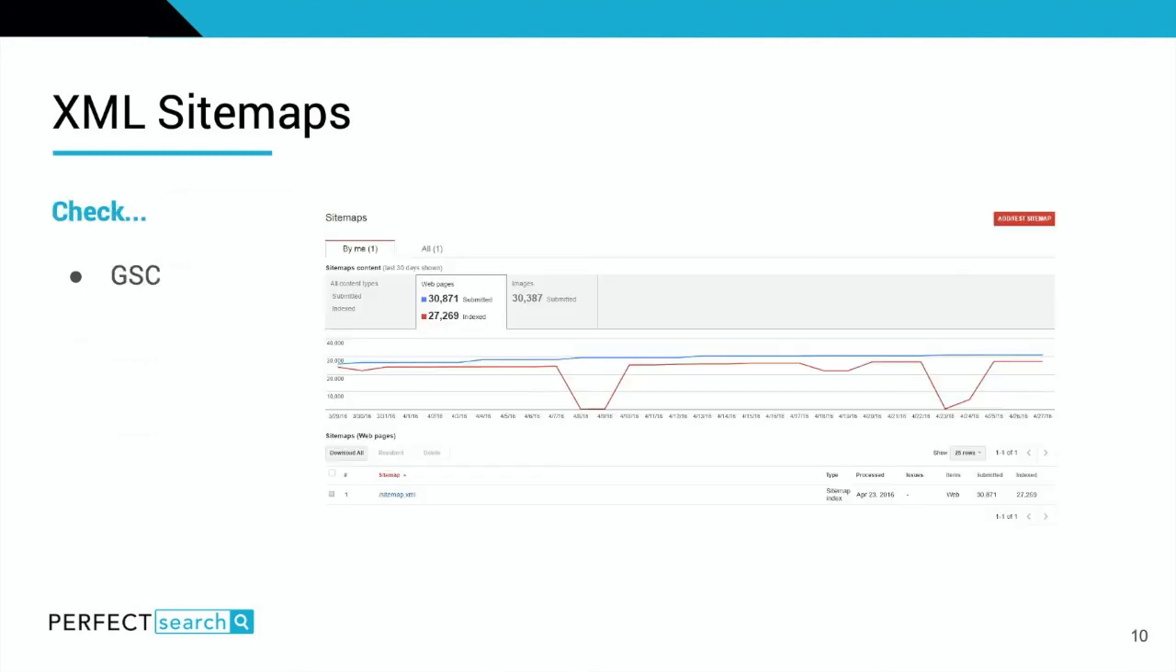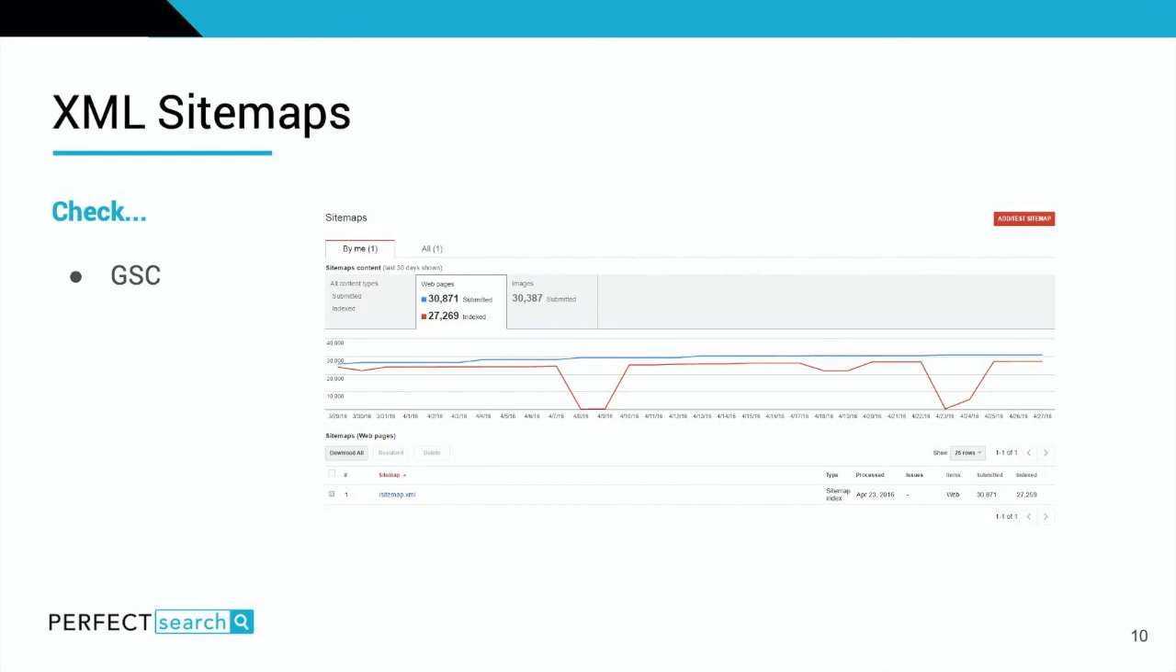So a way to check whether your XML sitemaps are working is by looking at Google Search Console. Within Google Search Console, you can see which pages of your XML sitemaps are being crawled and indexed properly, and if there are any pages that are being excluded.